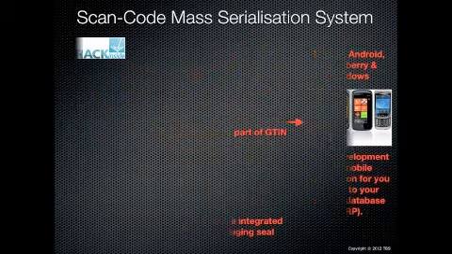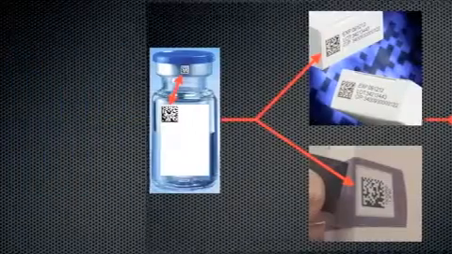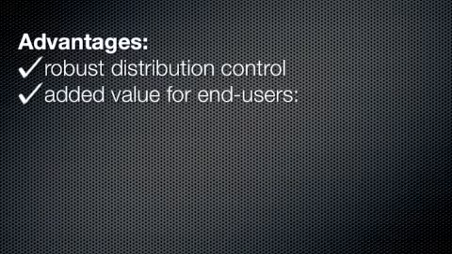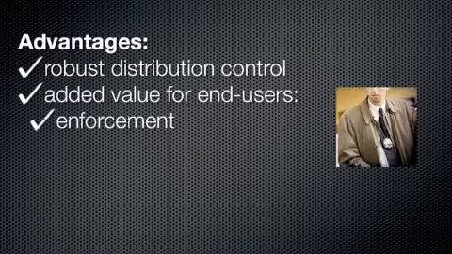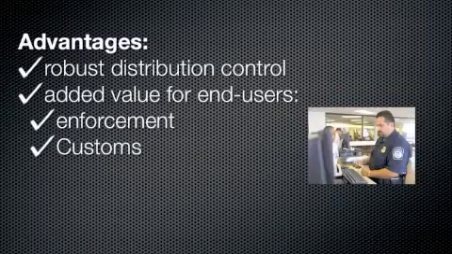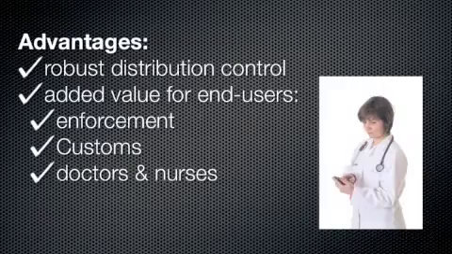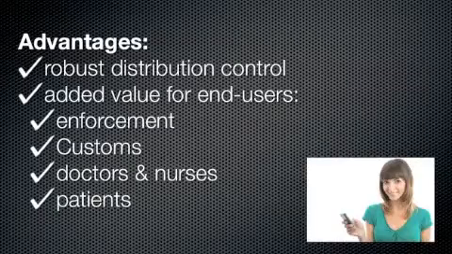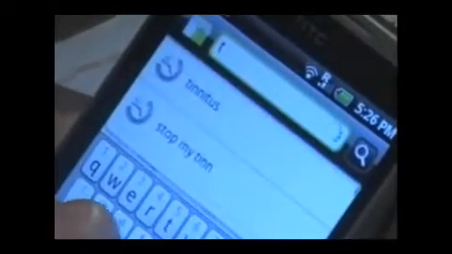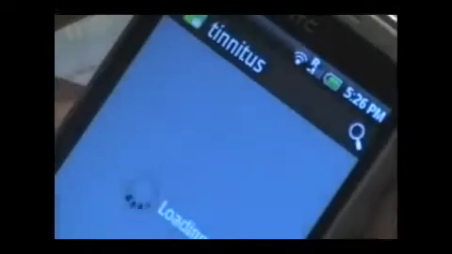So this total system gives very strong advantages for you. Firstly, it gives a robust distribution control. It gives added value for end users such as enforcement, customs, doctors and nurses, as well as patients. So for example, the patient or the end user can look in the marketplace of the mobile phone, maybe searching for a particular ailment or a product name, and get particular information about that application, what it can do for the end user.